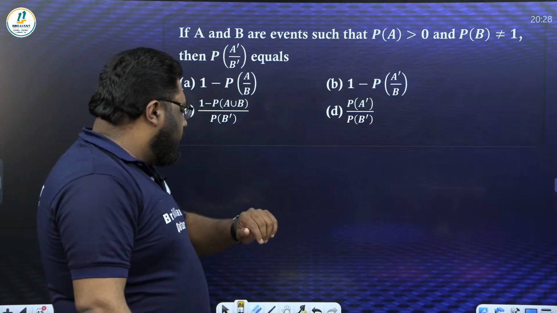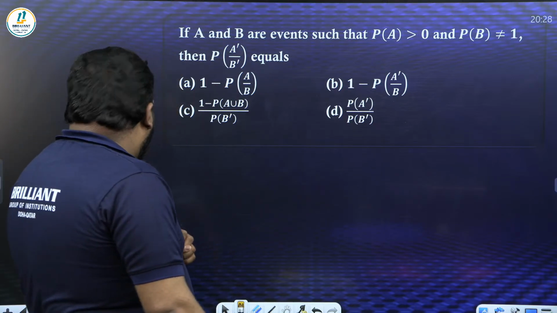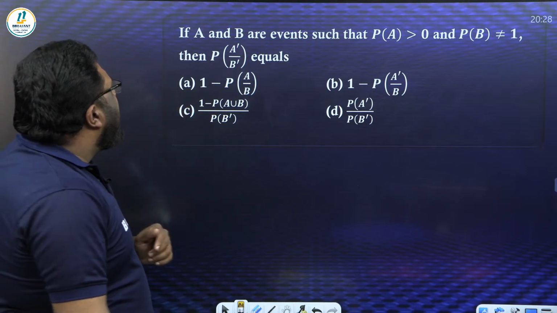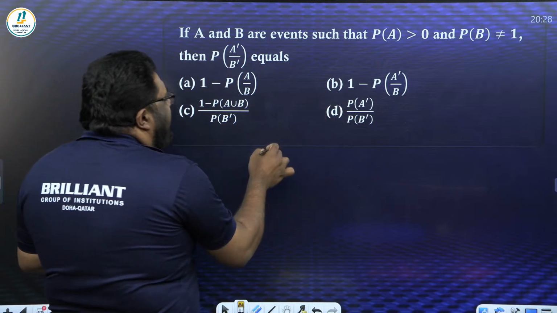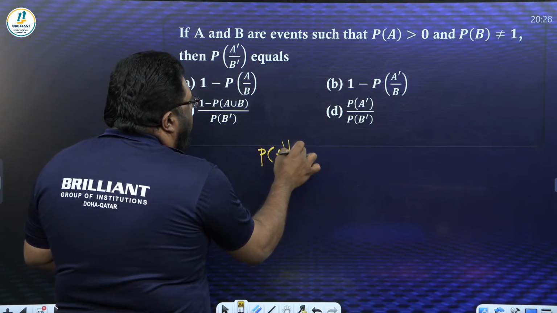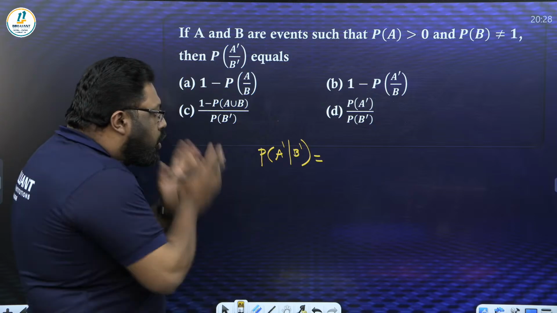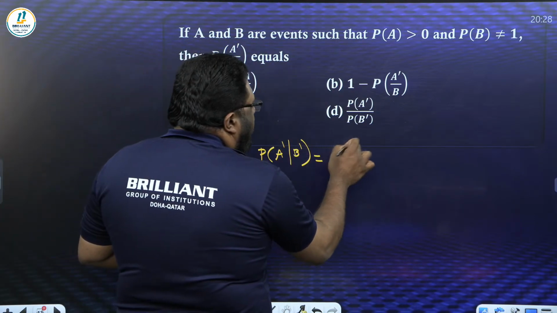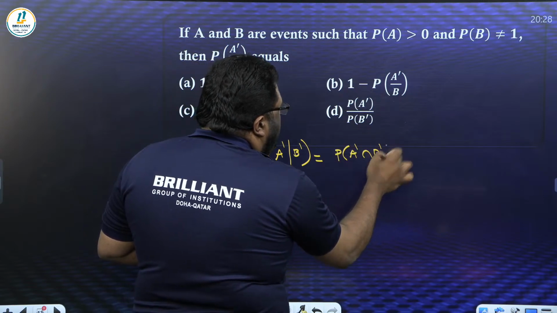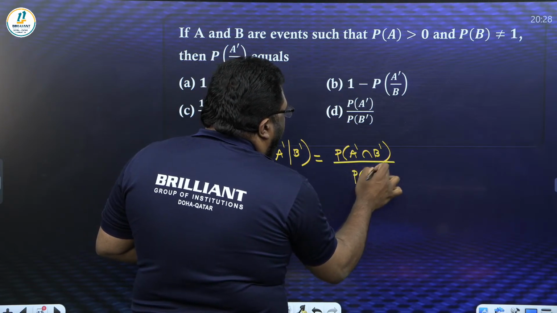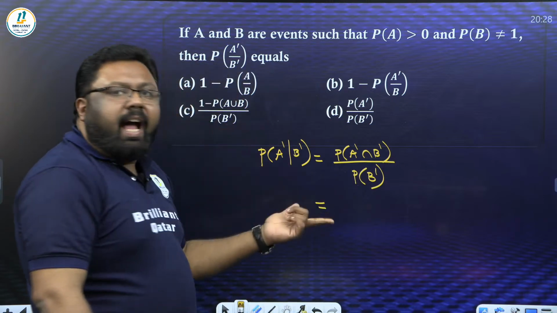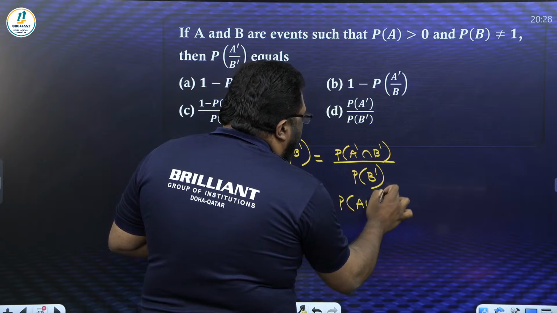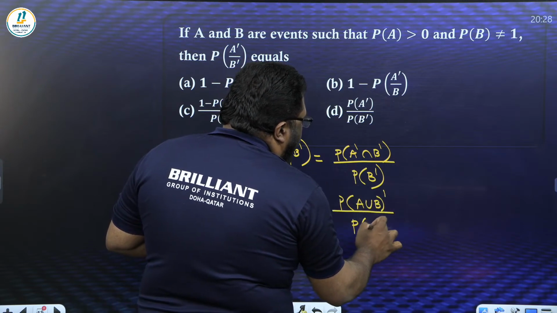A and B are events such that P of A is greater than 0, P of B not equal to 1, then what is P of A dash by B dash? It's actually deriving a formula, my dears. What is A dash by B dash? I request all of you to learn this formula directly and keep it, okay? It's going to be P of A dash intersection B dash divided by P of B dash. What is A dash intersection B dash? It is P of A union B whole dash, divided by P of B dash.